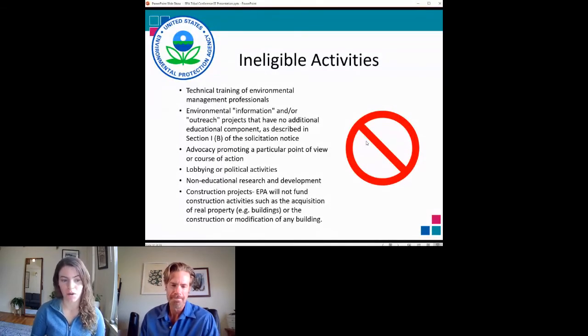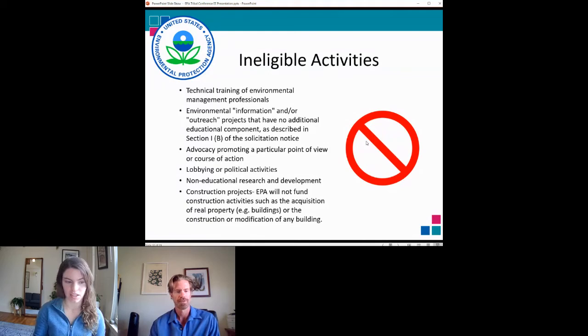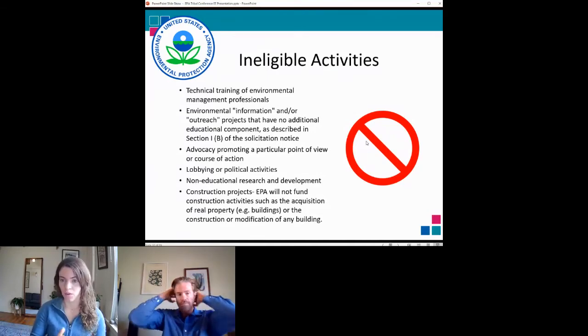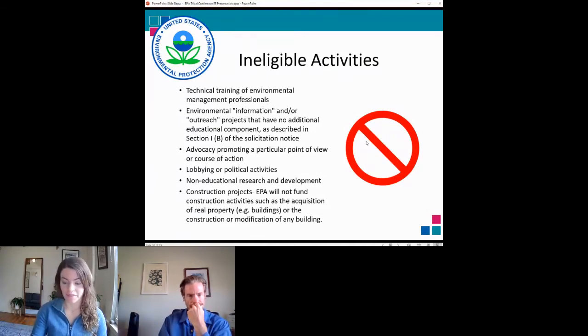Also, advocacy promoting a particular point of view is not eligible. Lobbying or political activities, non-educational research or development, or construction projects. Although I believe I'll get into this more later, there can be a construction component if it's not the main focus. Like if you're building a nature trail that was educational, that could, with limitations, qualify. And I'm happy to answer more questions about that if they come up.